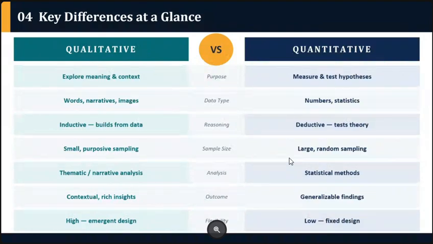The sixth is outcome. Qualitative research provides deep, contextual insights, while quantitative research provides generalizable findings that can apply to large populations. Finally, flexibility. Qualitative research is flexible and evolving, whereas quantitative research is fixed and structured. So, both qualitative and quantitative research are very important, but they serve different purposes. Qualitative helps us understand why and how, while quantitative helps us understand how much and how many.